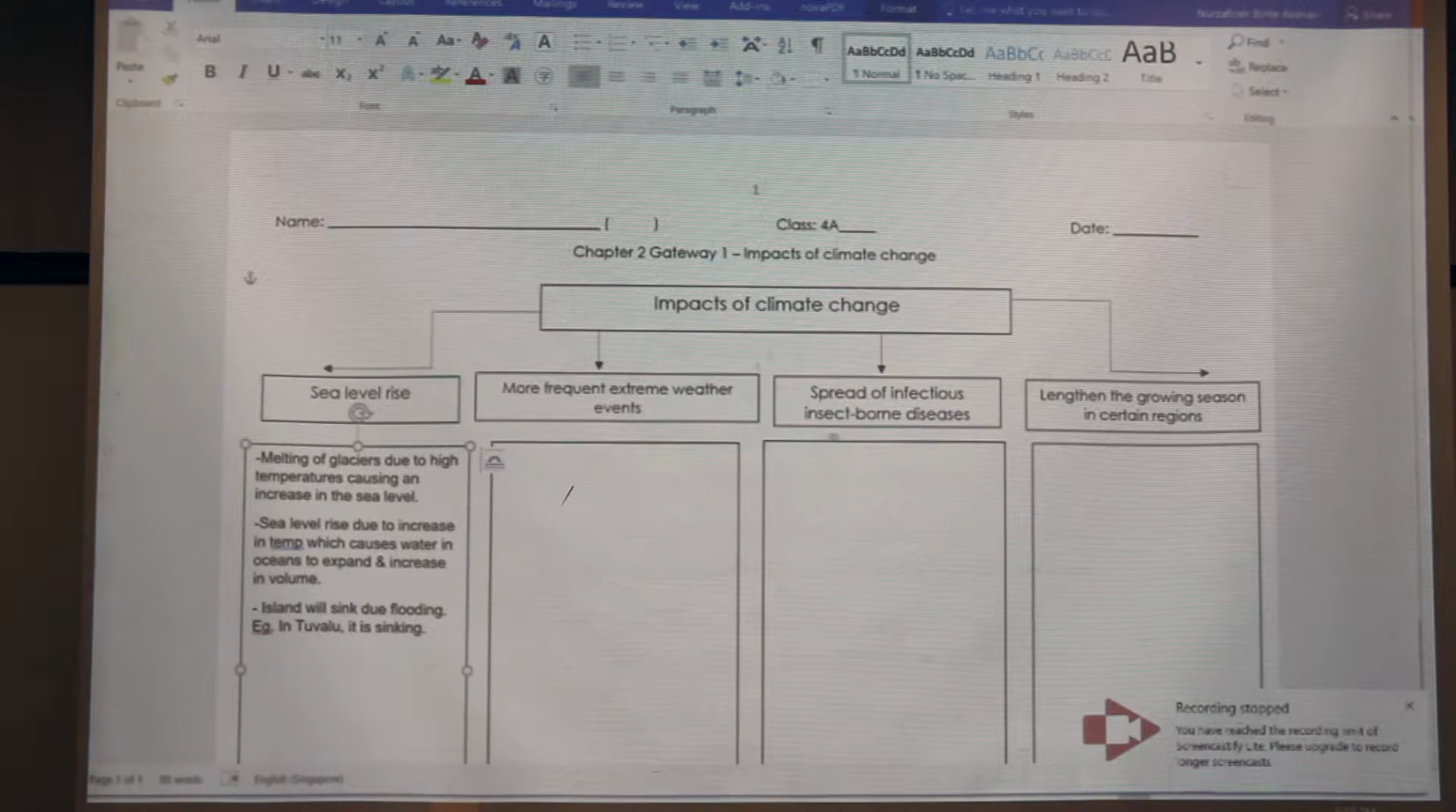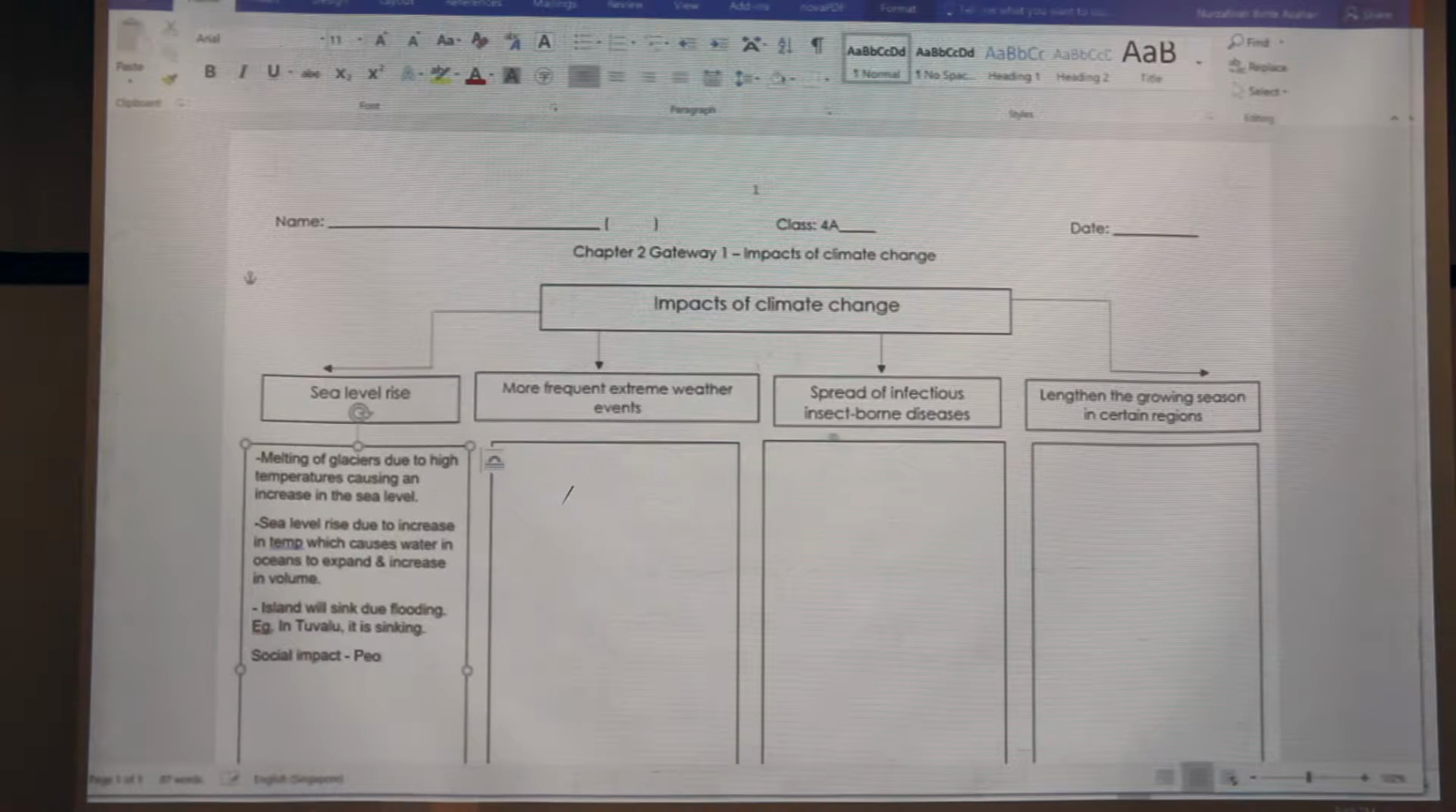And here we're just describing to you what happens, right? But when we talk about impacts, we can refer to what kind of concepts? Political, social, economic impacts, right? So in this case, a very simple one: when your houses get flooded, that's a social impact. People become homeless as their houses get flooded.